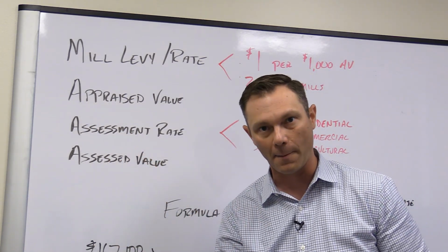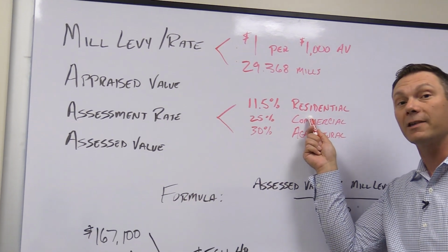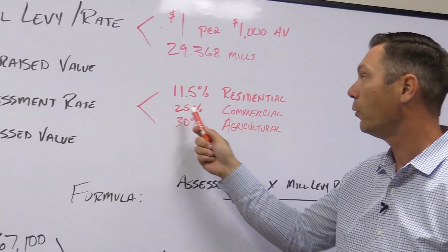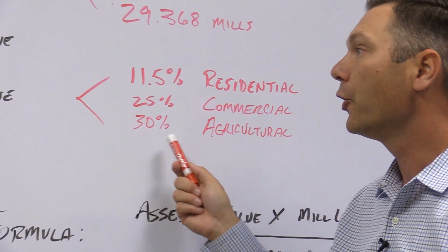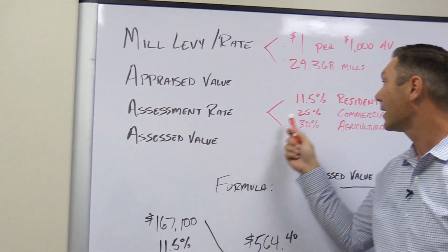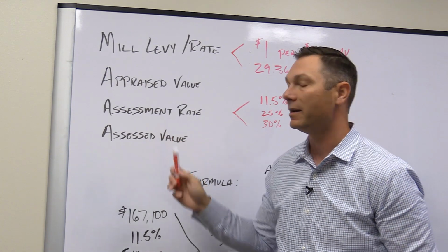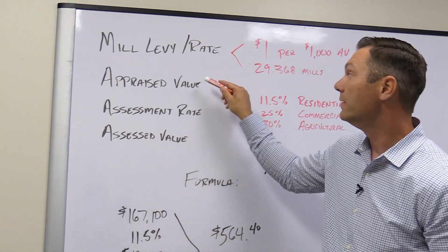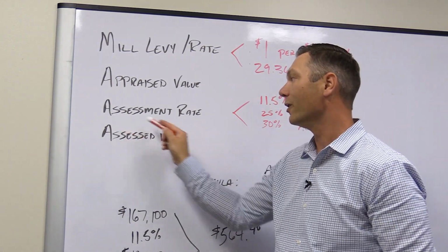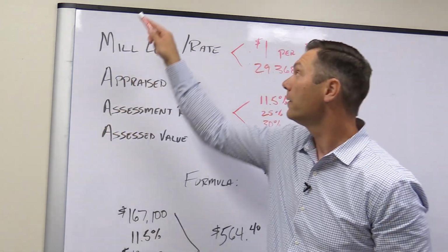Different types of property are assessed at a different rate in the county. So if you look at a residential, the vast majority of our properties, the assessment rate is 11.5%, commercial, 25%, agricultural, 30%. That's an assessment rate. So when you see this term used, we're talking about the different types of property and the rate that is applied towards it. And then lastly, what we call an assessed value. Really simple. You take your appraised value, times your assessment rate, and that gives you the assessed value that we use in the property tax calculation. So very important. Those are key terms.